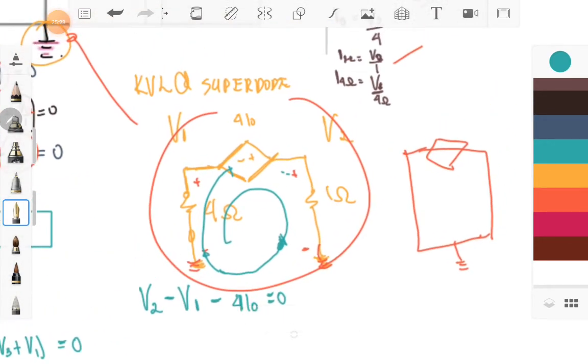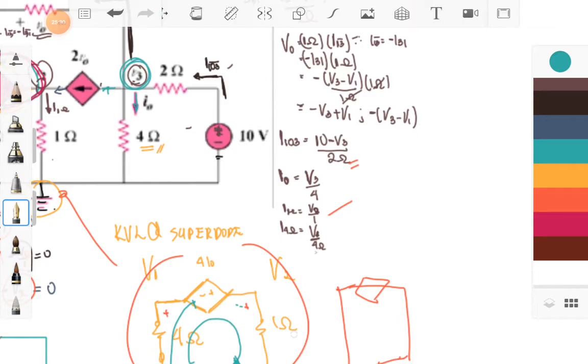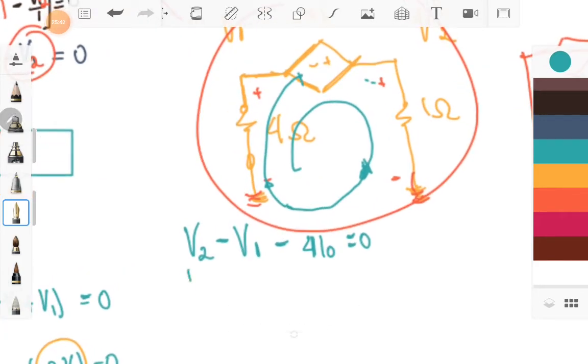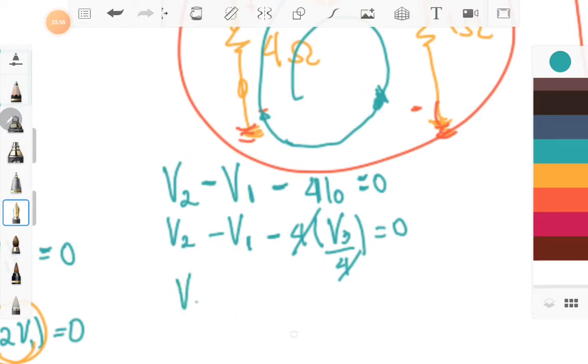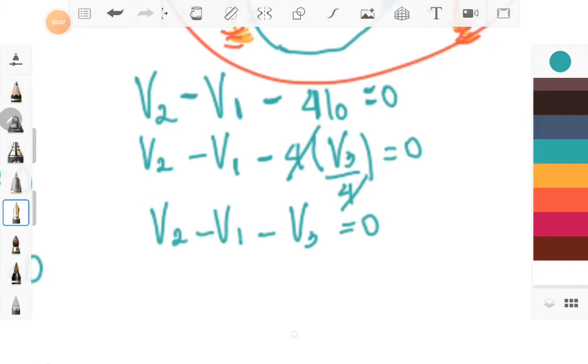After performing this equation, IO is equal to V3 over 4, right? Therefore, my equation is V2 minus V1 minus 4 multiplied by V3 all over 4 is equal to 0. So 4 divided by 4 is just 1. Therefore my third equation is V2 minus V1 minus V3, which is equal to 0, or negative V1 plus V2 minus V3 is equal to 0.